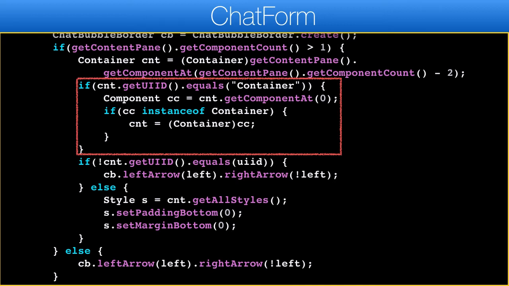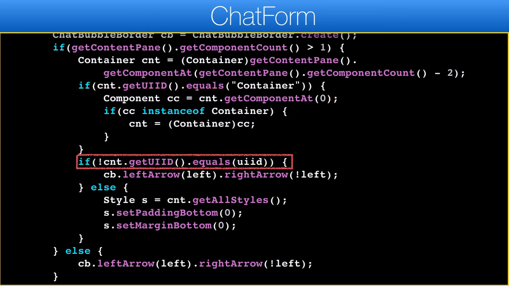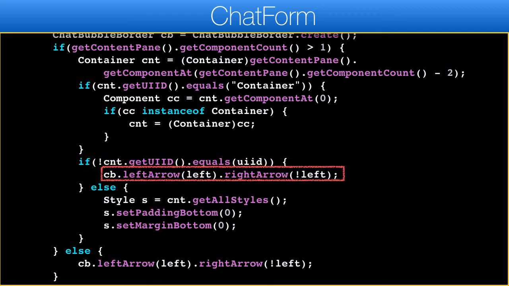To align chat bubbles correctly, we use a container wrapper. So the previous container is a container. We extract the first child of that container and save it into cnt. cnt is now the previous component. If the UI ID of the previous component matches our current UI ID, it means that the previous component pointed to the same side. That means we don't need an arrow. If the UI IDs aren't identical, the arrow needs to point into one of these directions.